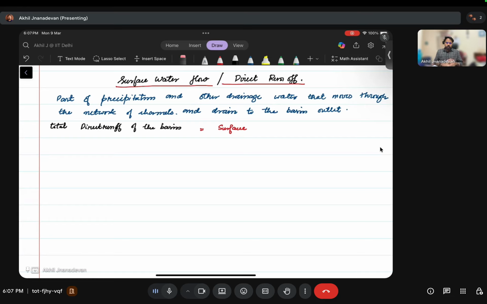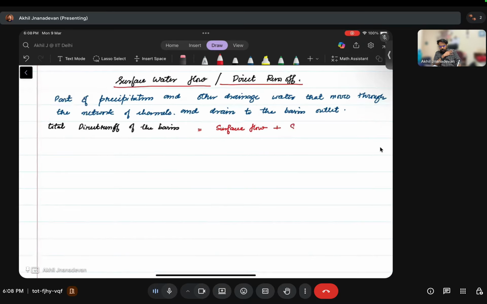That is, the total direct runoff of the basin is nothing but the total water that is reaching the basin outlet, right? So it is a contribution of surface flow, which we already discussed: how the surface flow forms a network of channels and finally reaches the basin outlet. And there will be interflow, also called subsurface flow, and we have the groundwater flow, also called the base flow.